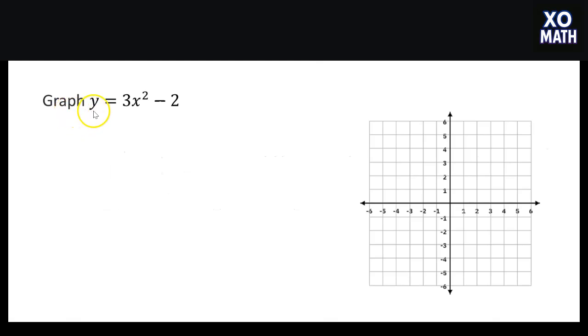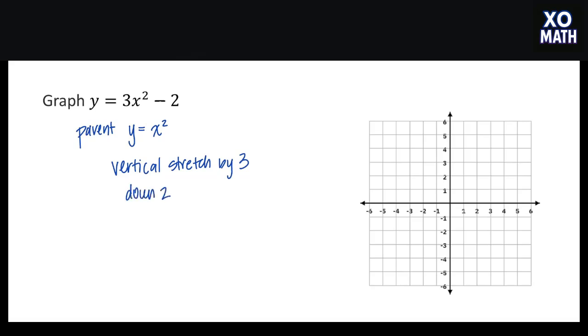We want to graph y equals 3x squared minus 2. Here we can identify that the parent function from our list of basic functions is y equals x squared. This time we have this 3 that's multiplied to the x squared, and that's going to cause a vertical stretch of the parent function by a factor of 3. And finally, the minus 2 on the outside is going to cause everything to shift down by 2.